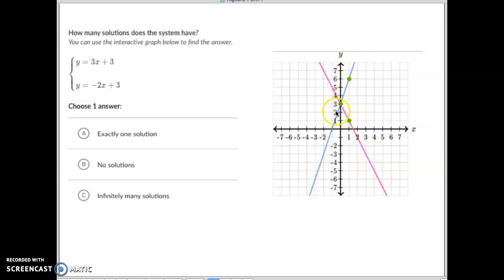Notice that these two lines cross exactly how many times? They cross exactly 1 time, so we call that one solution. Hey, not too hard, just graph them, and then you can pick your solution.